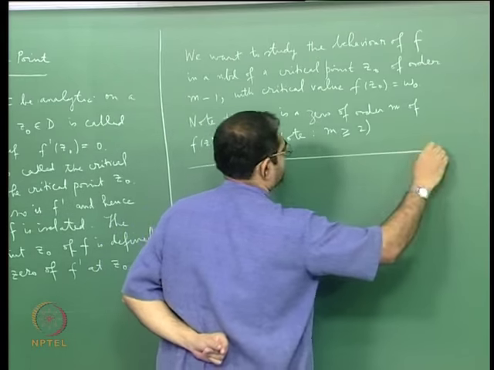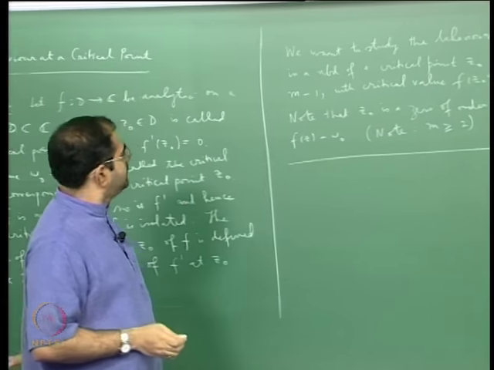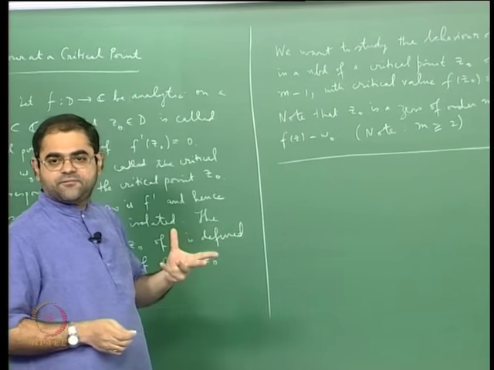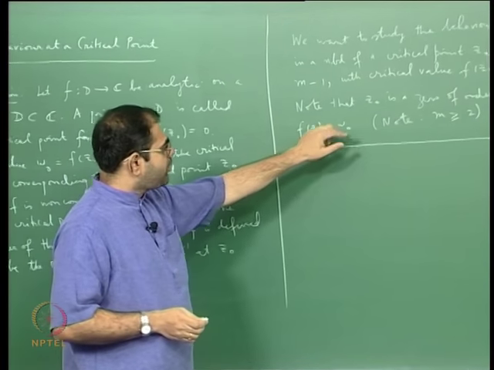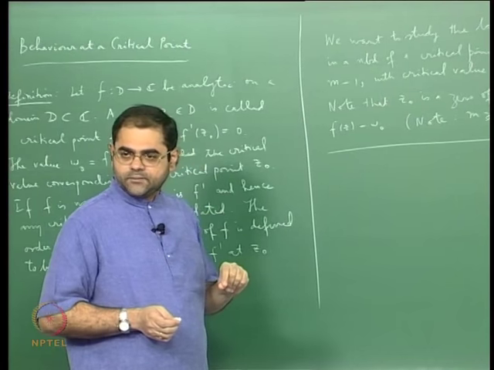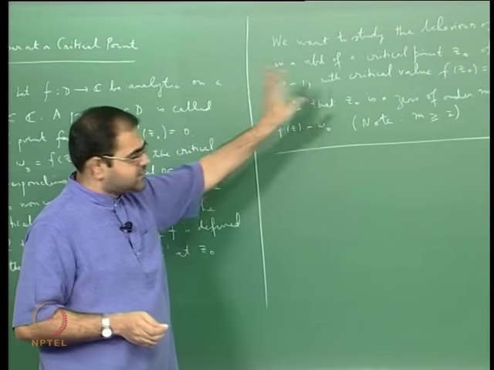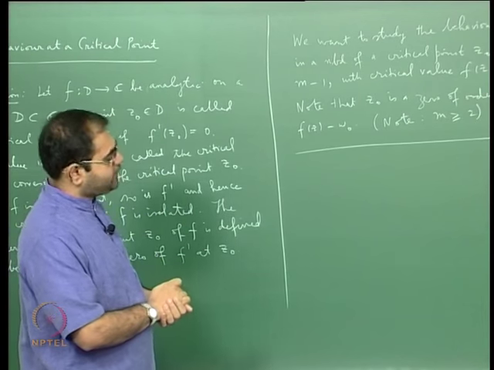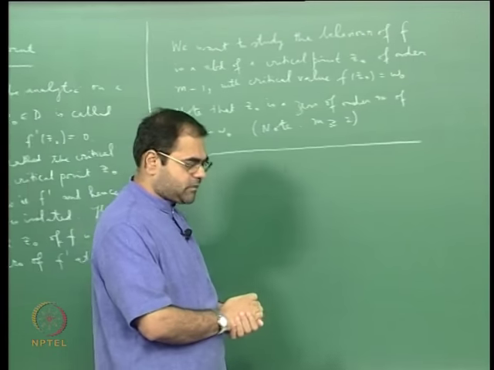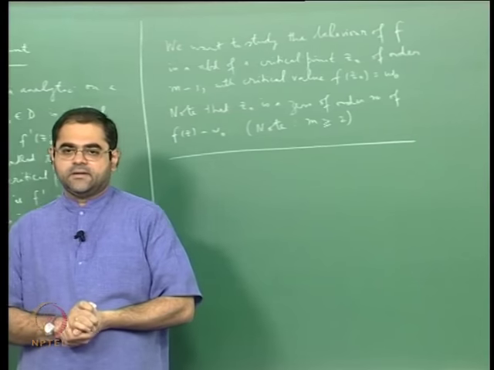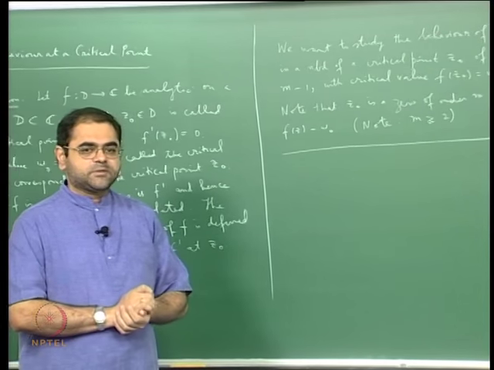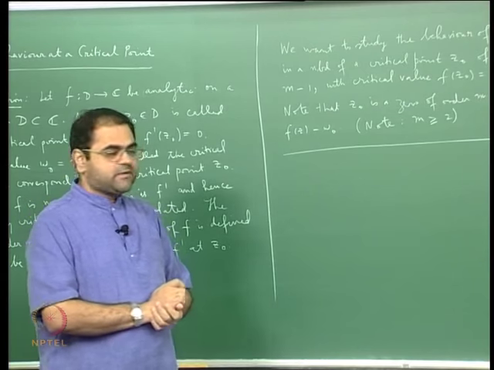Now see, to understand what happens to the mapping f in a neighborhood of the point z naught, given this condition, we will need to understand a few other concepts. Probably you have come across them in a first course in complex analysis. I'm not sure if you have, but anyway, I will recall them.